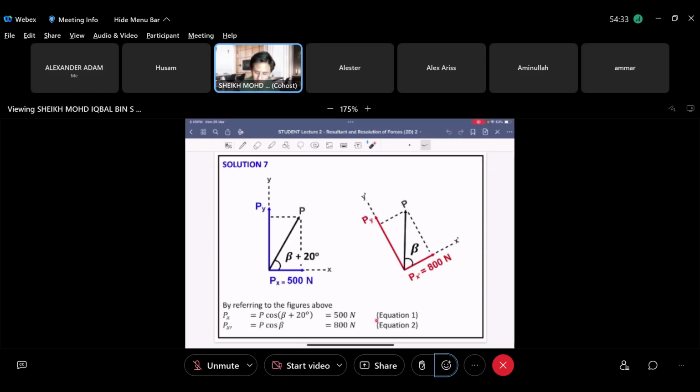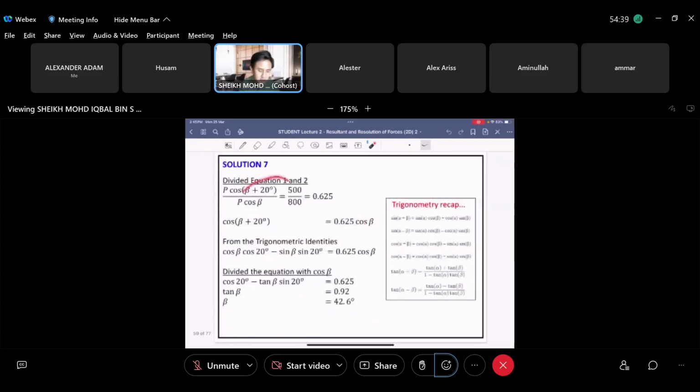So this one, we can divide it, and then we remove p, and we have one unknown. And once we have one unknown, it's practically solvable, right? We'll get this one and use trigonometric identities, change it to this part here, rearrange it, and finally you have your beta, which is 42.6 degrees.